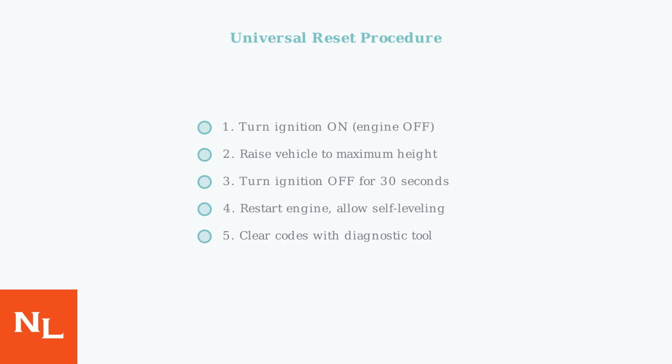Turn ignition to on with engine off. Raise the vehicle to maximum height. Turn ignition off for 30 seconds. Then restart and allow self-leveling.